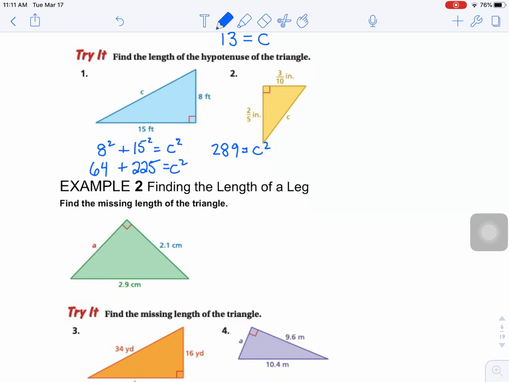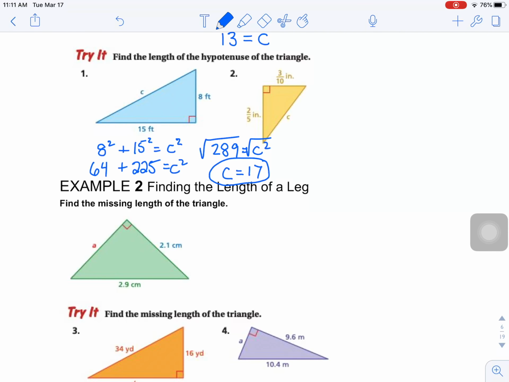To get c by itself, we take the square root. If you know your perfect squares, this becomes easier. c is equal to 17. If you don't know your perfect squares, of course, you can type the square root in the calculator. So that would be an option for you too.